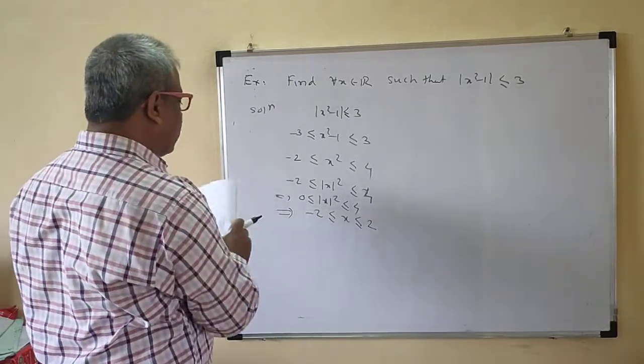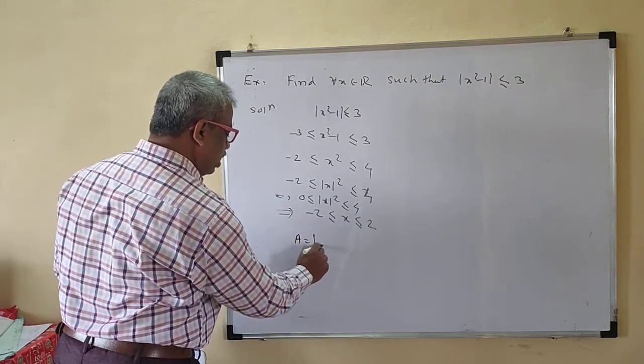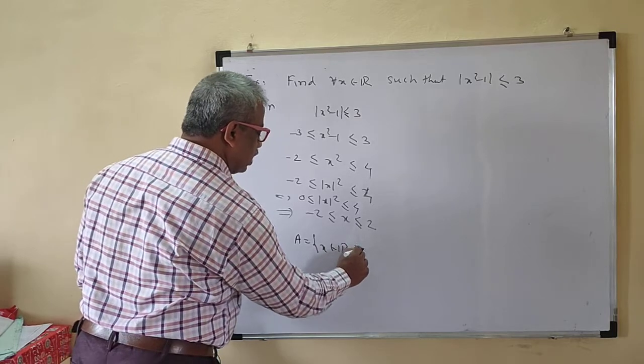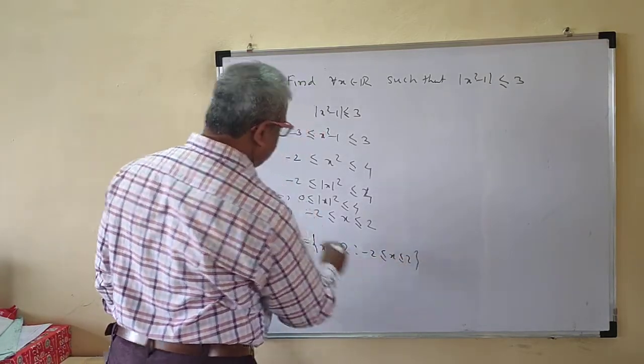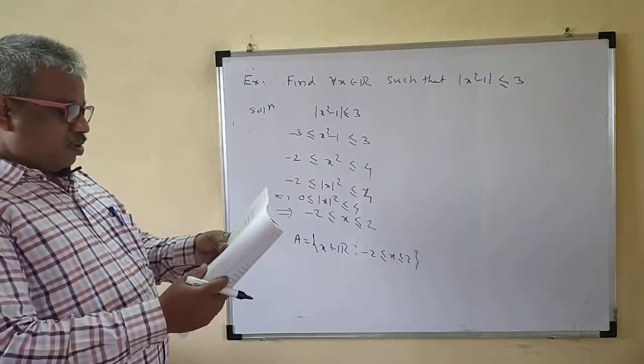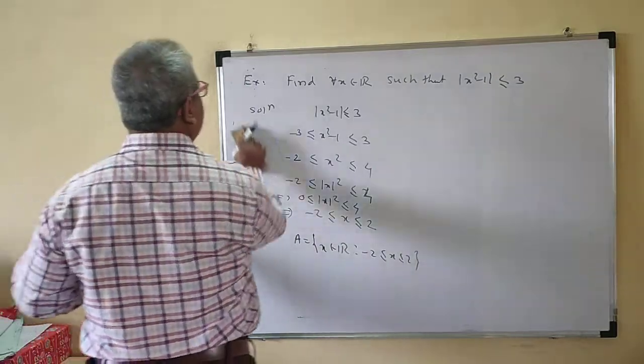So you may write it in the set form. So what your A is: x belongs to R such that minus 2 less than or equal to x less than 2. Or just keep it as it is. Okay. Now next, we'll take one more problem.